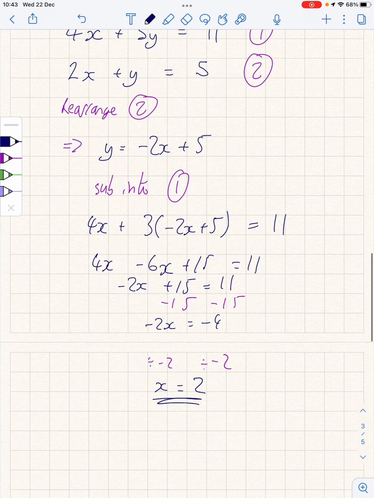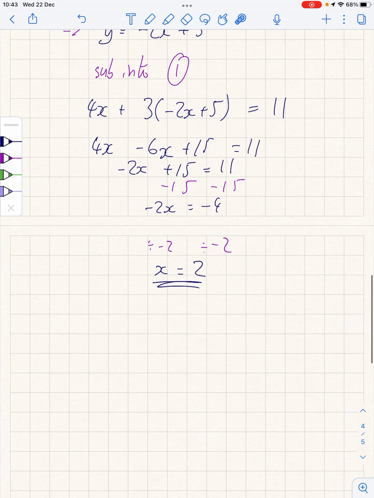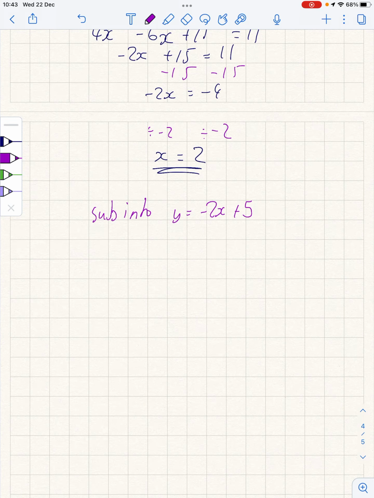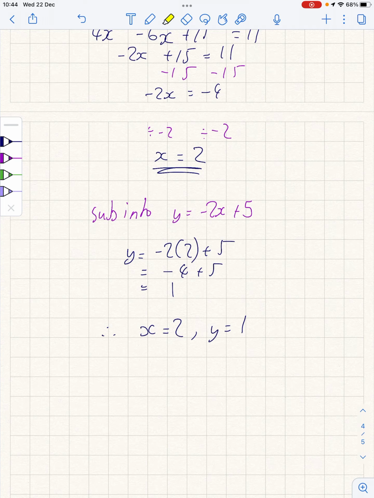Now, we take it and put it straight back into here. So I'd normally say sub into y equals minus 2x plus 5. And it should give us the same value, y equals 1, because it's the same pair of equations. So y equals minus 2 times 2, which is minus 4, plus 5 equals 1. And therefore we have exactly the same again, x equals 2, y equals 1. And that's how you solve simultaneous linear equations, or linear simultaneous equations. And that's how it's done.